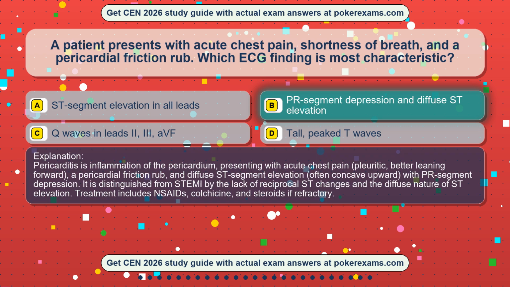Pericarditis is inflammation of the pericardium, presenting with acute chest pain, pleuritic, better leaning forward, a pericardial friction rub, and diffuse ST segment elevation, often concave upward, with PR segment depression. It is distinguished from STEMI by the lack of reciprocal ST changes and the diffuse nature of ST elevation. Treatment includes NSAIDs, colchicine, and steroids if refractory.